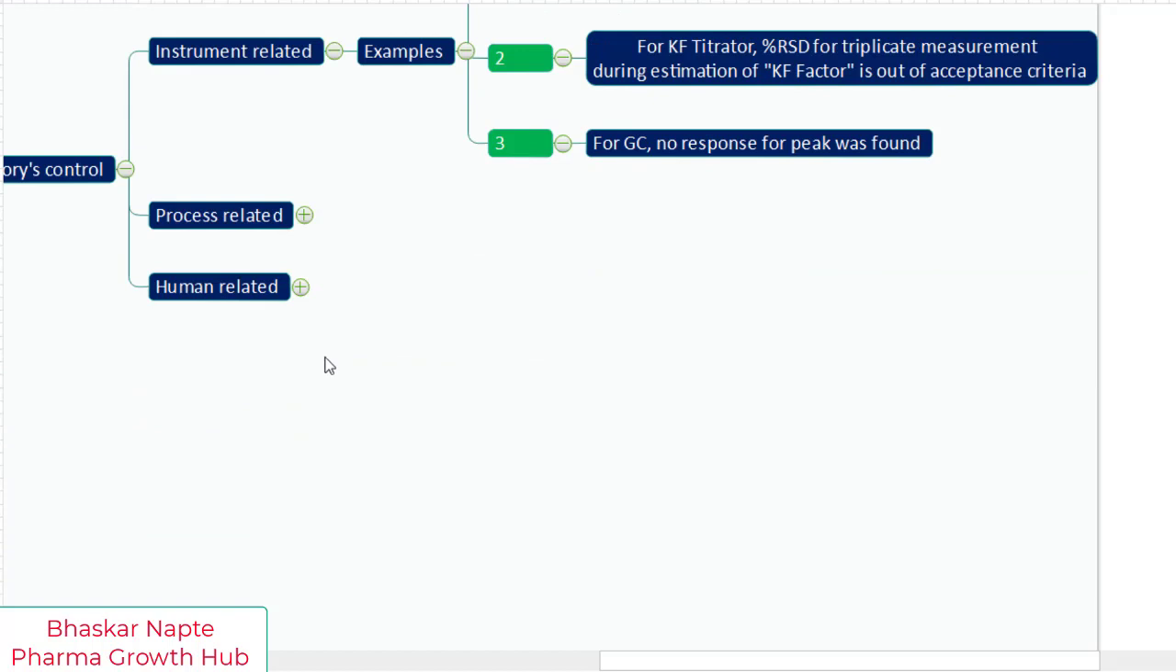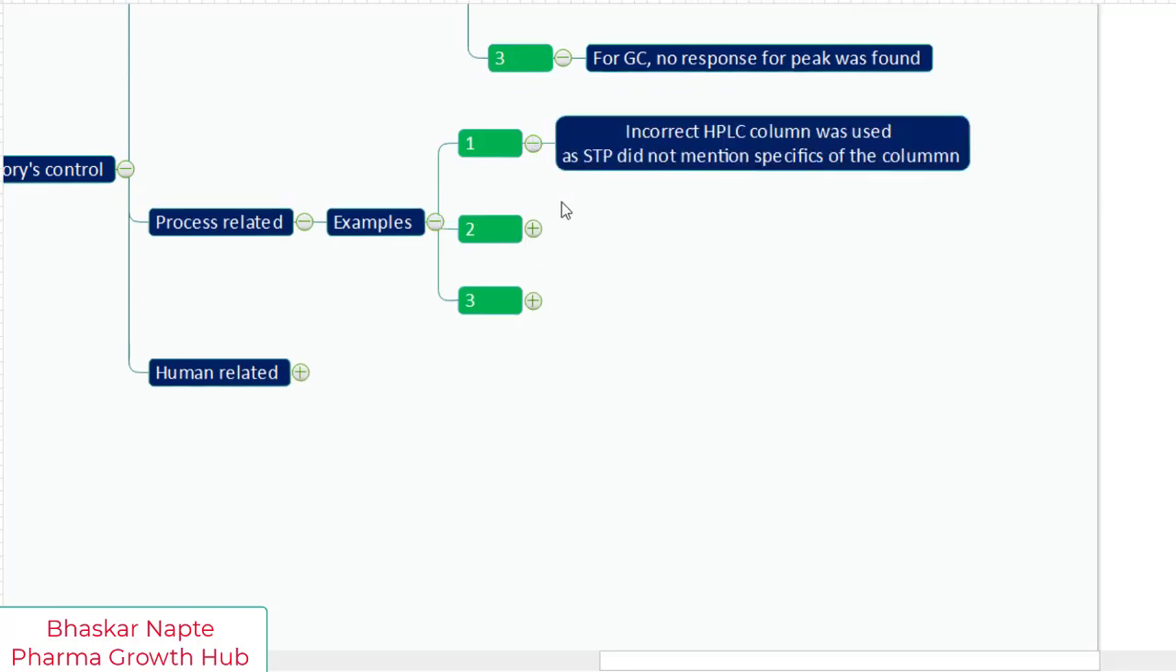Let us talk about the process related incidences and share three examples. The first one is an incorrect HPLC column used because the STP did not mention specifics of the column. So you have an STP in place. STP stands for Standard Test Procedure. Your STP has mentioned to use the C18 column of 250 mm, 4.5 mm and 5 micron.